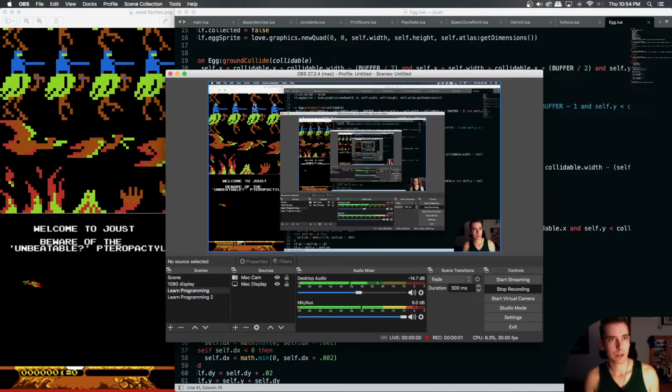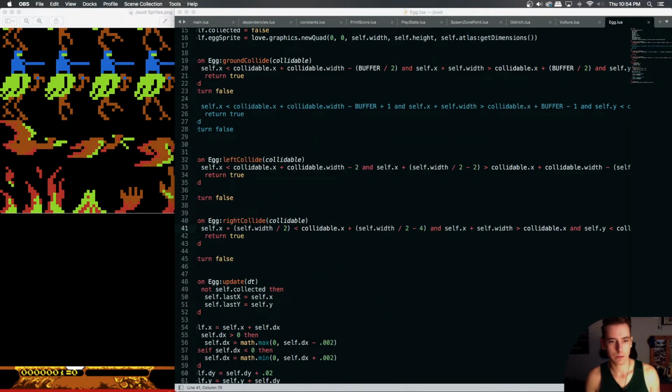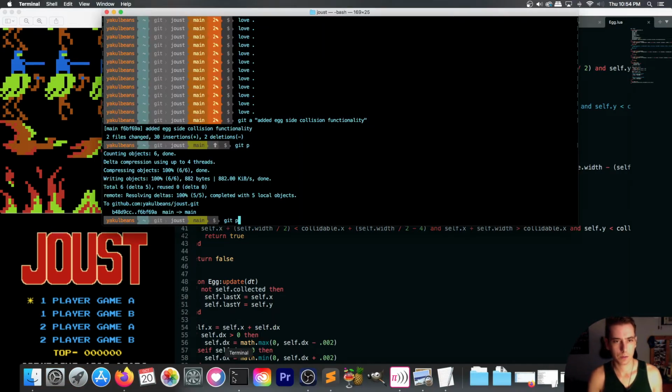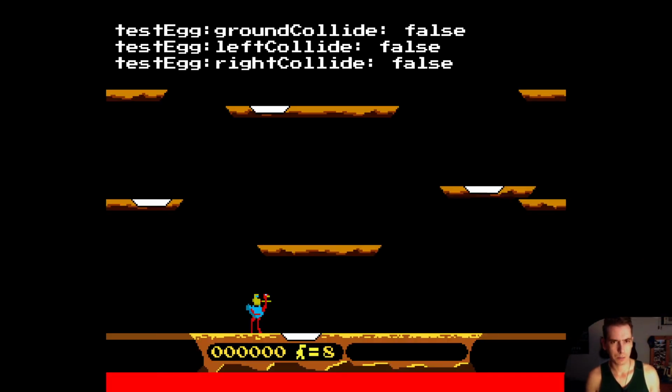Okay, so yesterday we got our collision detection for our egg working. So now we're going to try to implement some of this logic. If the egg detects a bottom collision, we need to make it bounce, keep its dx. If it comes in at the side here, has a left collision, we need to swap its dx.